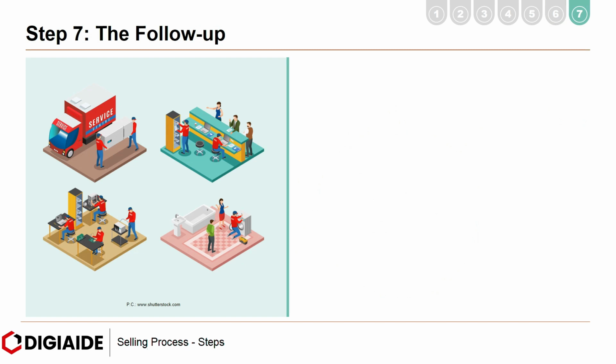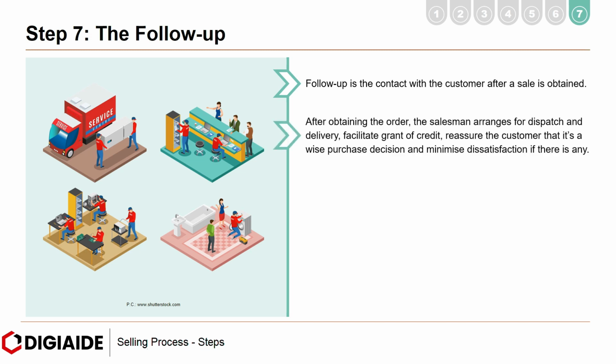And finally, step 7, the follow-up. Follow-up is the contact with the customer after a sale is obtained. After obtaining the order, the salesman arranges for dispatch and delivery, facilitates grant of credit, reassures the customer that it's a wise purchase decision, and minimizes dissatisfaction if there is any. In order to maintain the goodwill, salesmen should get in touch with the customer.